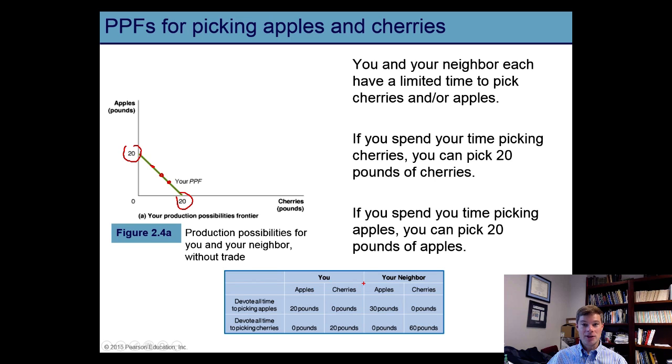The table on this slide below shows us how many apples you can pick if you dedicated all of your time to picking apples, and how many cherries you could pick if you dedicated all of your time to picking cherries. And as we've discussed, you could pick a maximum of 20 pounds of each. We're also going to consider your neighbor.